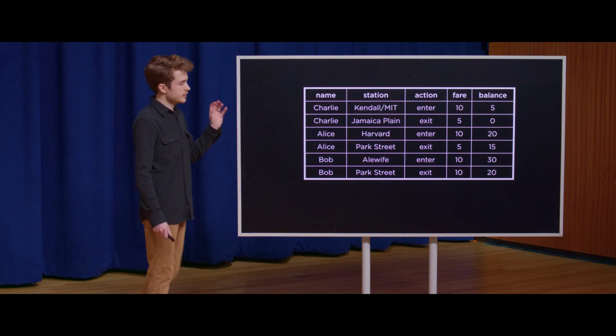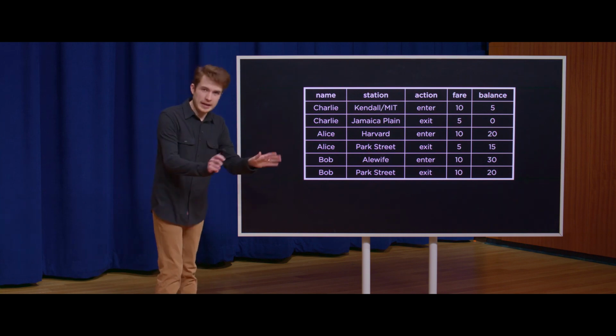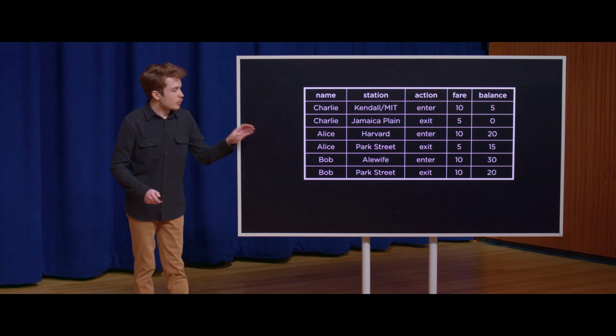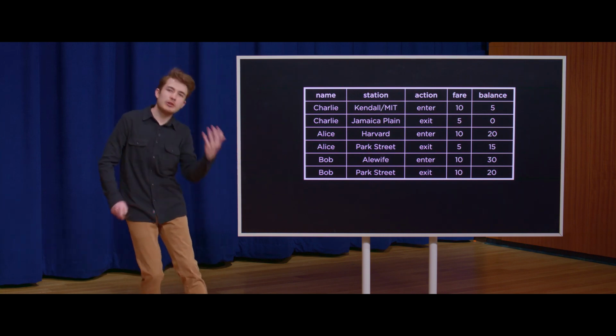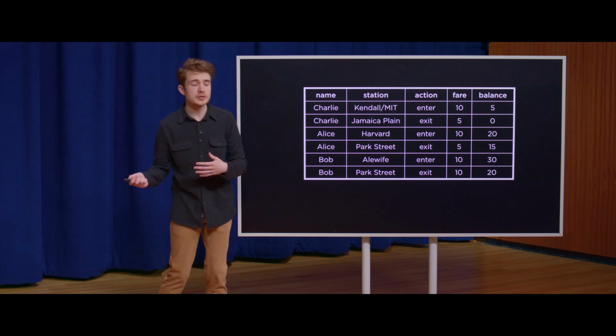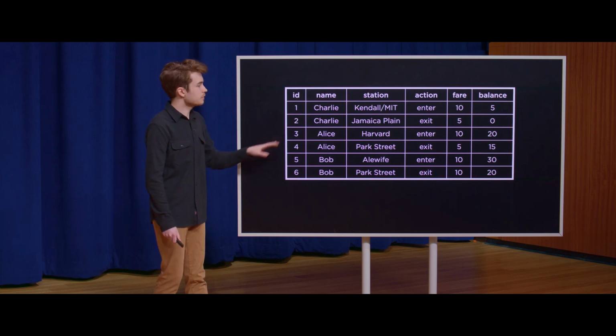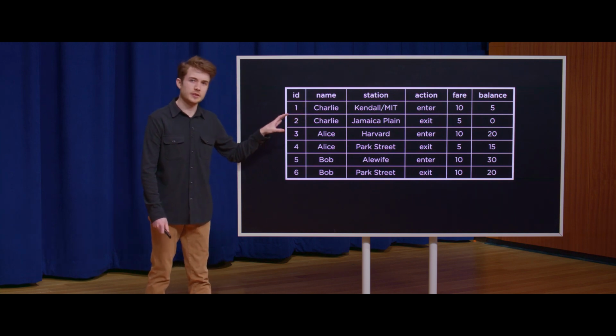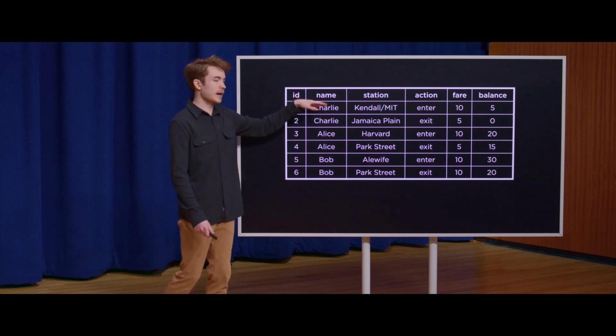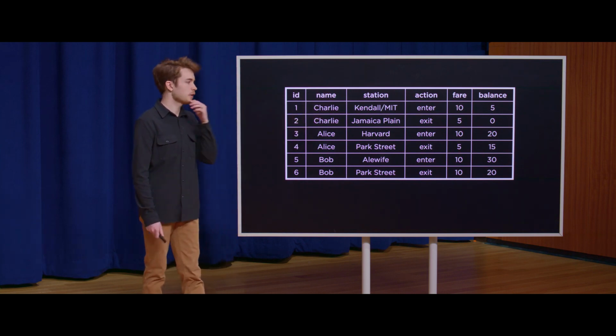So this table is okay, I might admit. I mean, last time we learned about having what we called primary keys and foreign keys. So seems like that's missing here. Let's go ahead and add that here. I'll give each row a unique ID so I can know who entered, who exited, and so on.